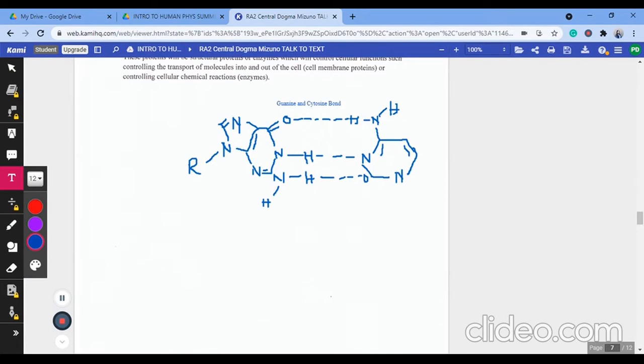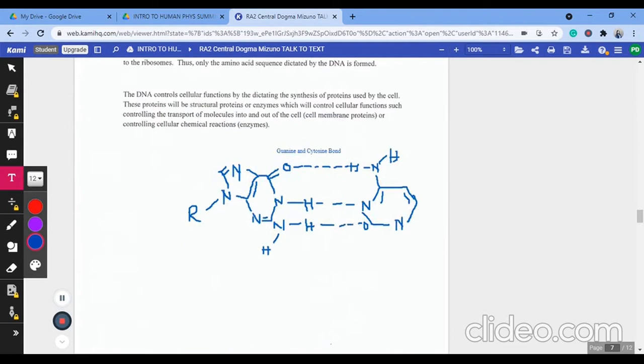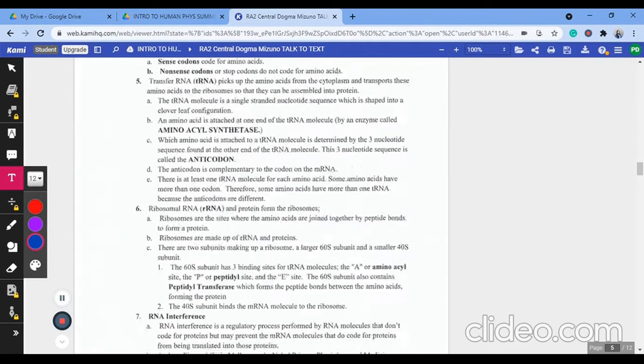I'm pretty sure that my drawings are not the best. I'm not sure if they're accurate, but I think it's viewable in a way.